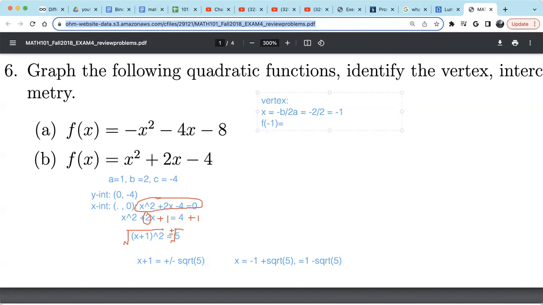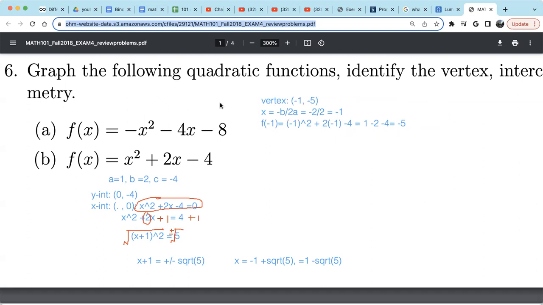So the first term is x squared, we get -1 squared, and then plus 2 times x, which is -1, then minus 4. -1 squared is 1. Then 2 times -1 is -2. Then minus 4. So we get 1 minus 6, which is -5. All right, so we found our vertex. The x value is -1, and the function value is -5.